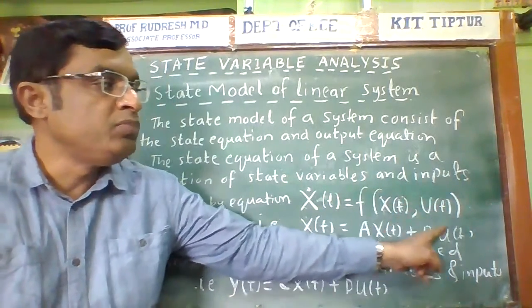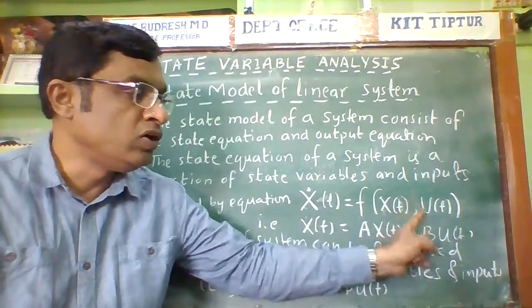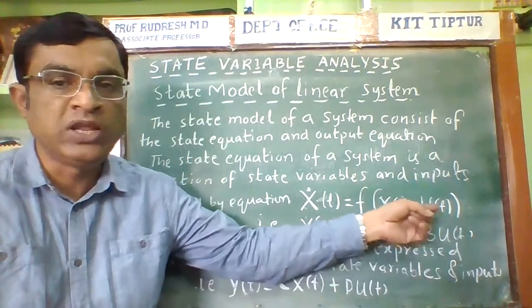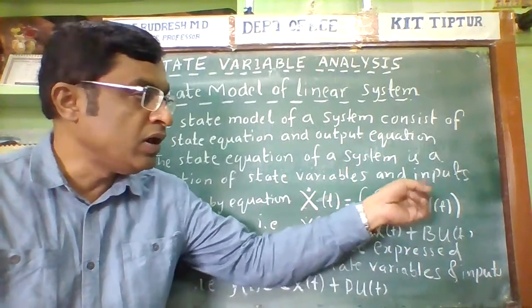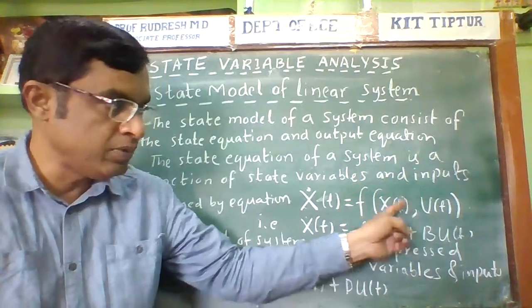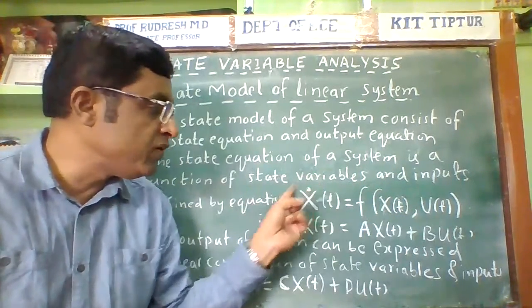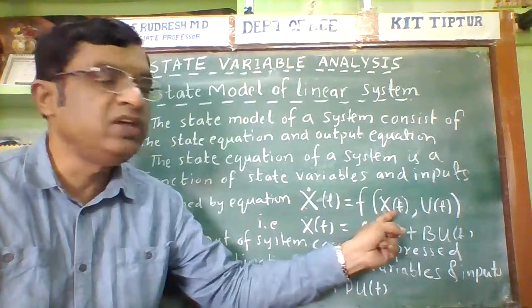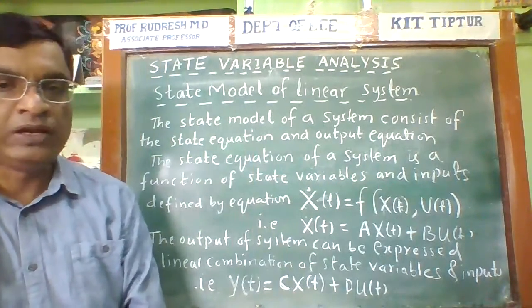The input variables are denoted by u1, u2, u3, etc. There are m inputs, there are p outputs, and there are n state variables. So x of t is the state vector. A state equation is a function of the state variables and also the input variables.